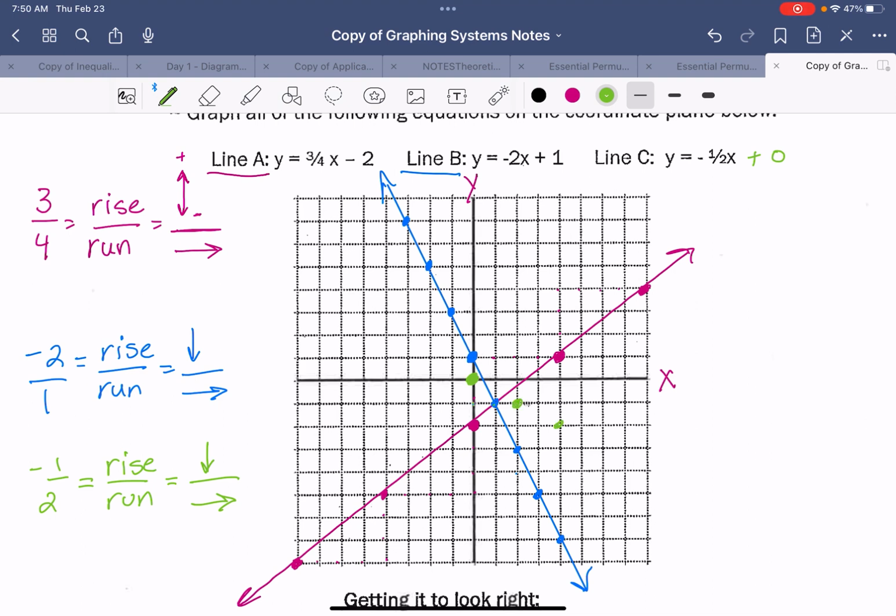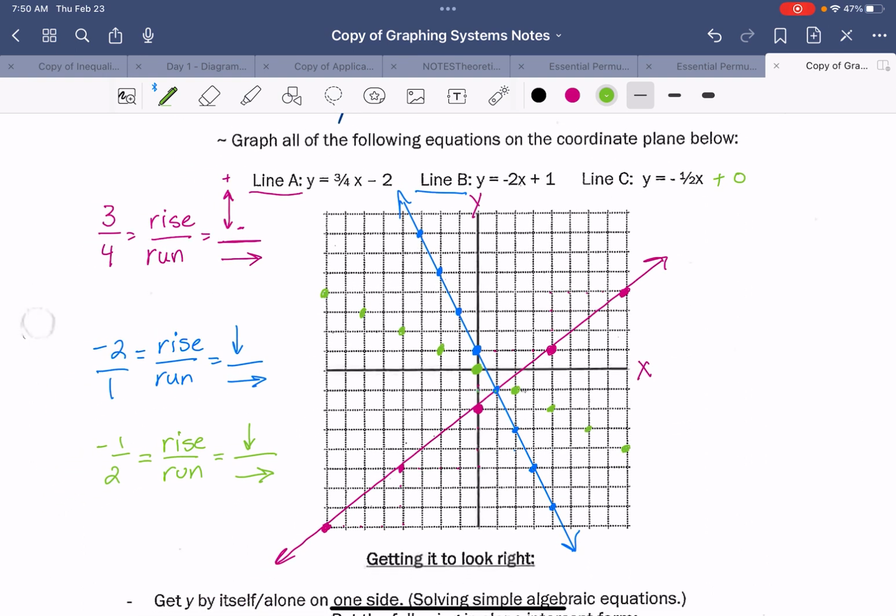Down 1. Okay, so 1, 2. Please be very careful with how you're doing these, because it will matter when we start doing our systems, which is two lines together.